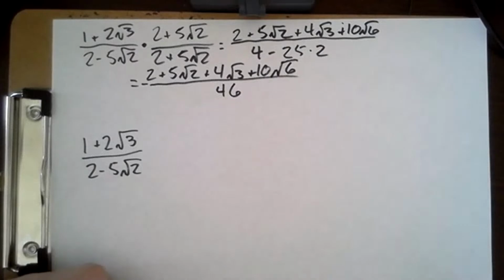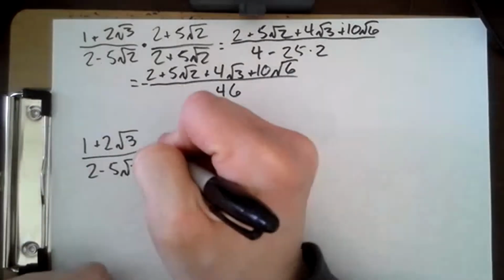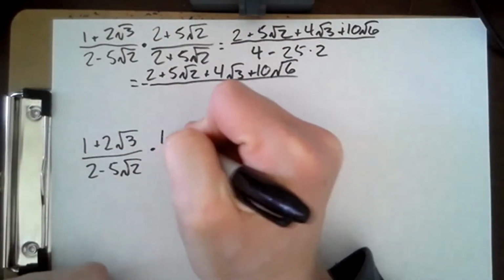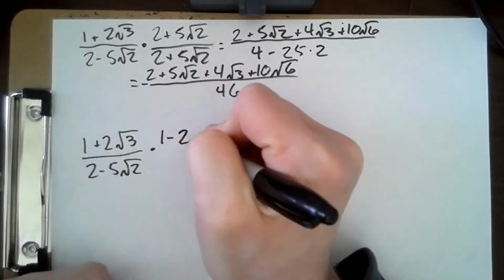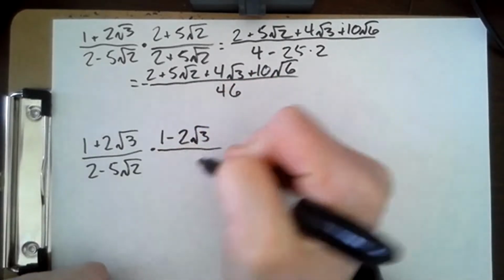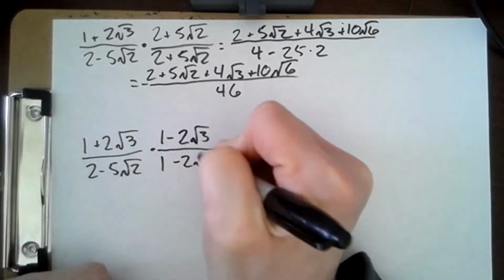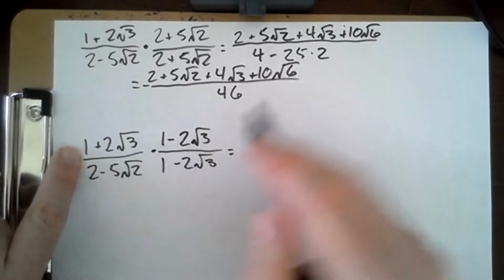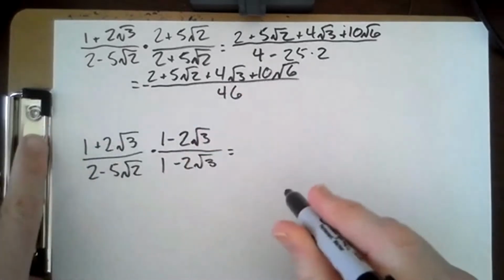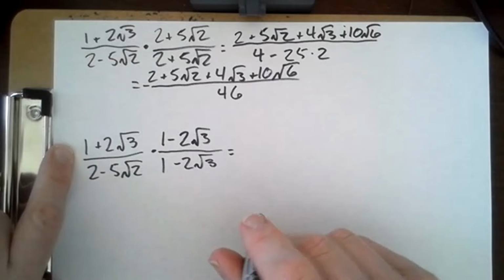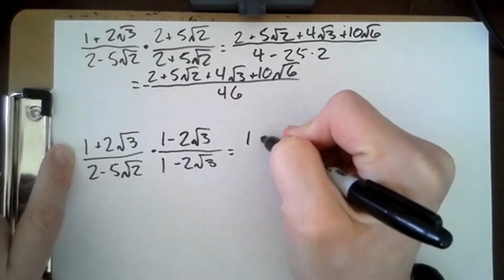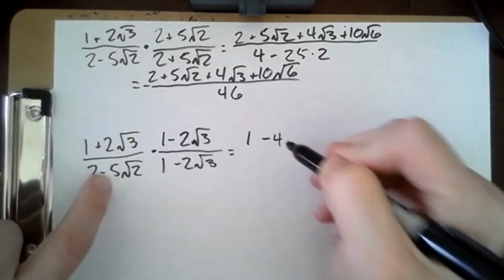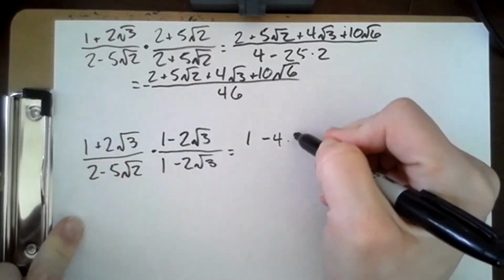Next up, we want to rationalize the numerator now of 1 plus 2 root 3 over 2 minus 5 root 2. So now we're going to multiply this by 1 minus 2 root 3 divided by 1 minus 2 root 3. In the numerator, we get 1 times 1. Again, we're multiplying conjugates, so we're going to get a difference of squares. 1 times 1 is 1, minus 2 times 2 is 4, times square root of 3 times square root of 3 is 3.